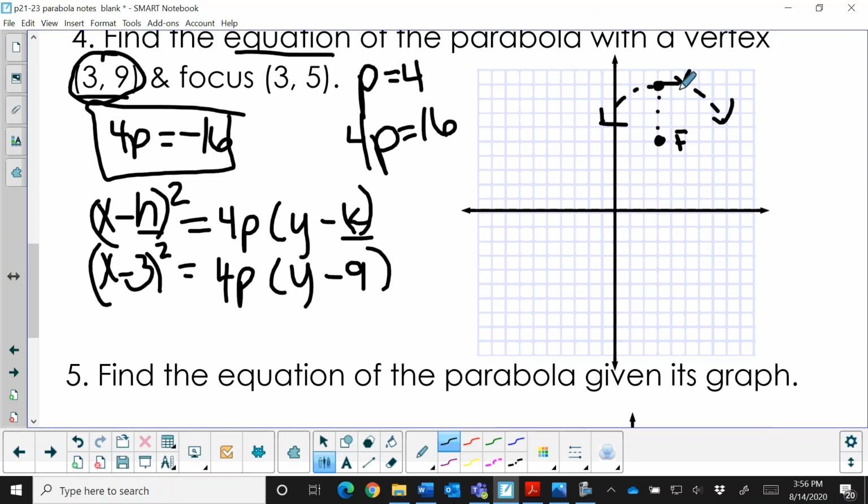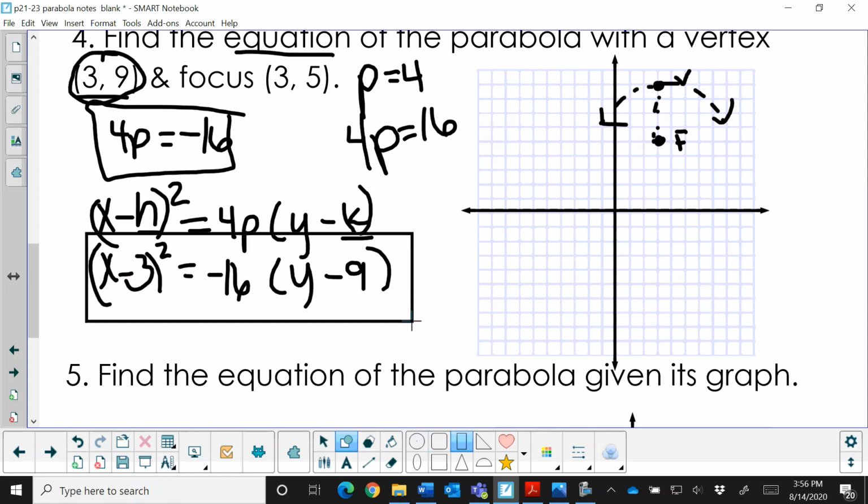Well, just a minute ago, we counted this distance p and decided it was 4, multiplied it to find 4p, and then made it negative because it faces down. So let's go back and replace 4p by a negative 16. And we have our equation. So the equation for the problem with a vertex at 3, 9 and a focus at 3, 5 is x minus 3 squared is equal to negative 16, y minus 9.